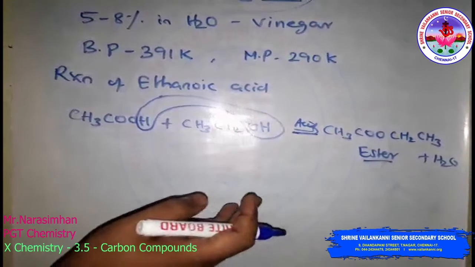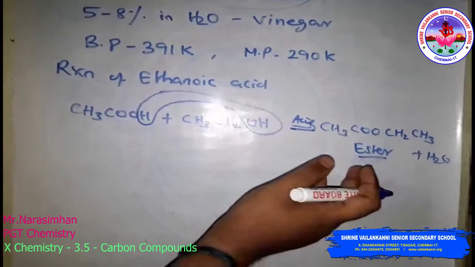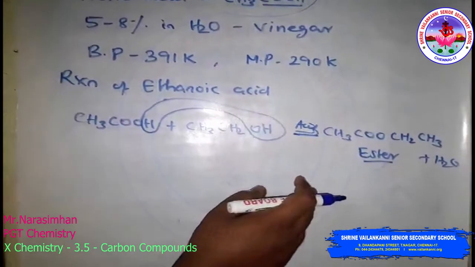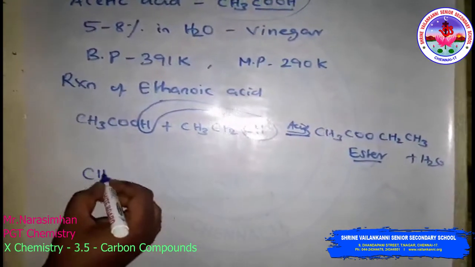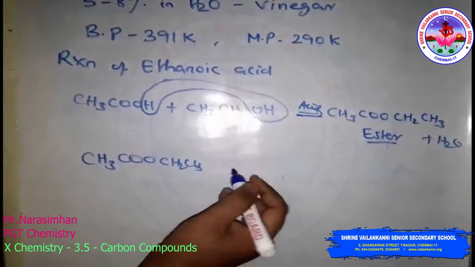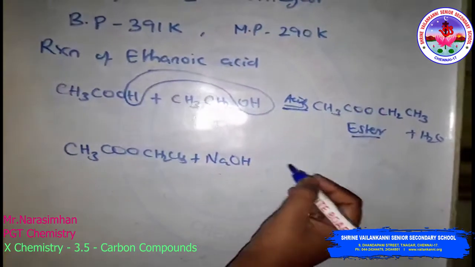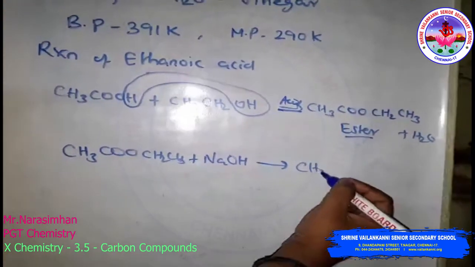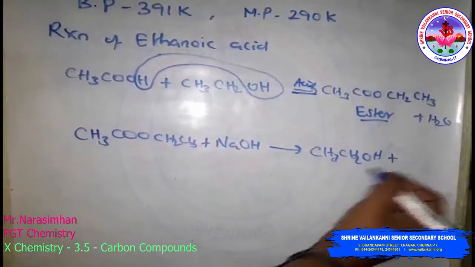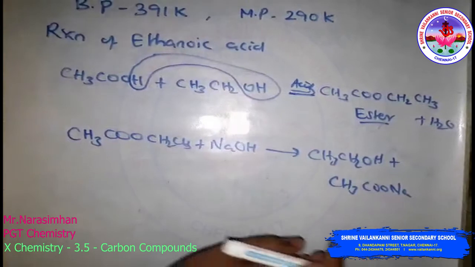On treatment with sodium hydroxide, which is an alkali, the ester is converted back to the alcohol and the sodium salt of the carboxylic acid. See the same reaction: CH3COOCH2CH3, the ester, reacts with sodium hydroxide, the alkali, to form alcohol, CH3CH2OH, then sodium salt, CH3COONa.